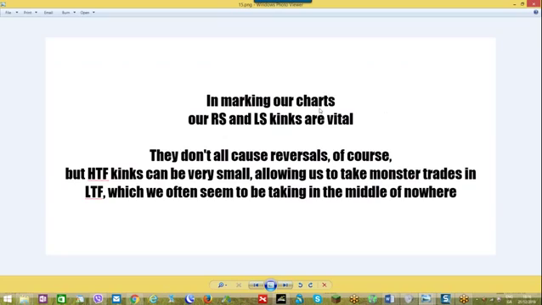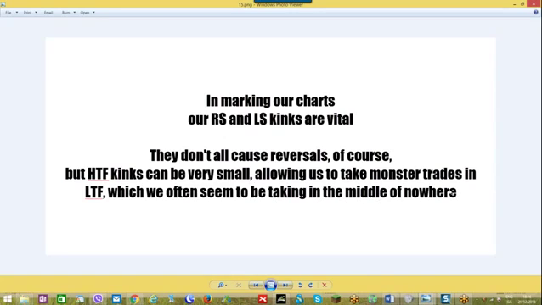So, okay, in marking our charts, our RS and left shoulder kinks are vital. They don't all cause reversals, of course, but higher time frame kinks can be very small, allowing us to take monster trades in lower time frames, which we often seem to be taking in the middle of nowhere.